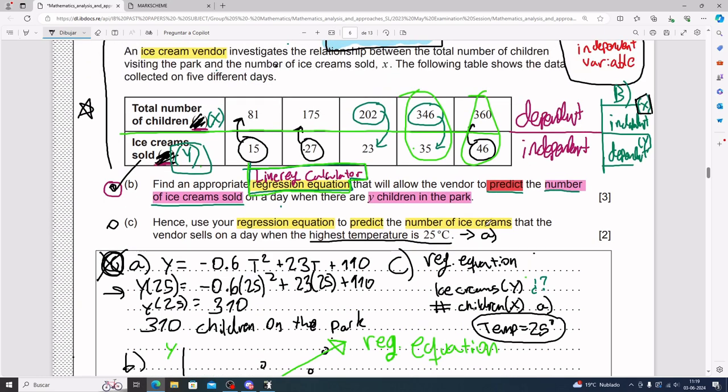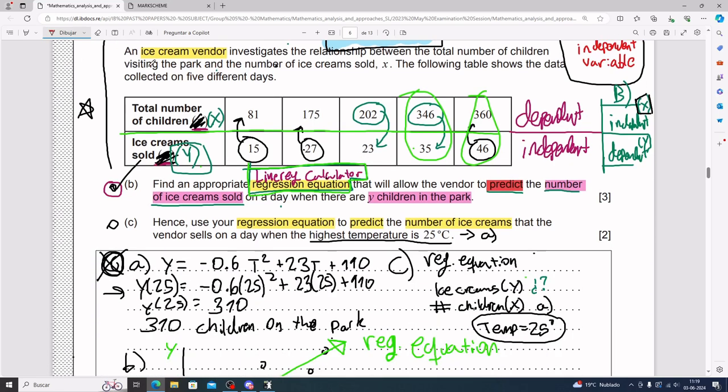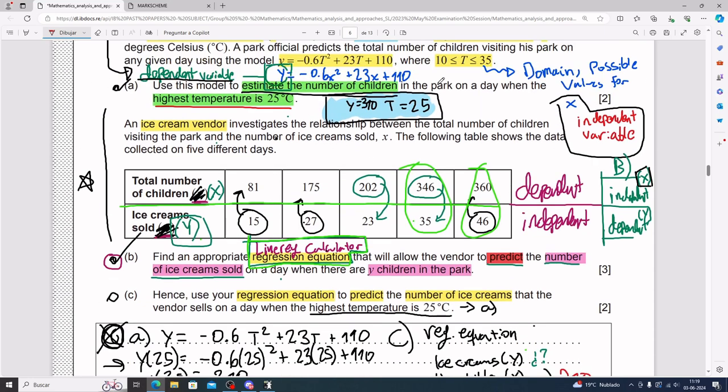Now, thankfully, the equation from part A asked us specifically to find the amount of children when the temperature is 25, all right? So basically you're just plugging in 310 here, see? Because it's the answer from part A. It's the number of children we found when the temperature was 25.